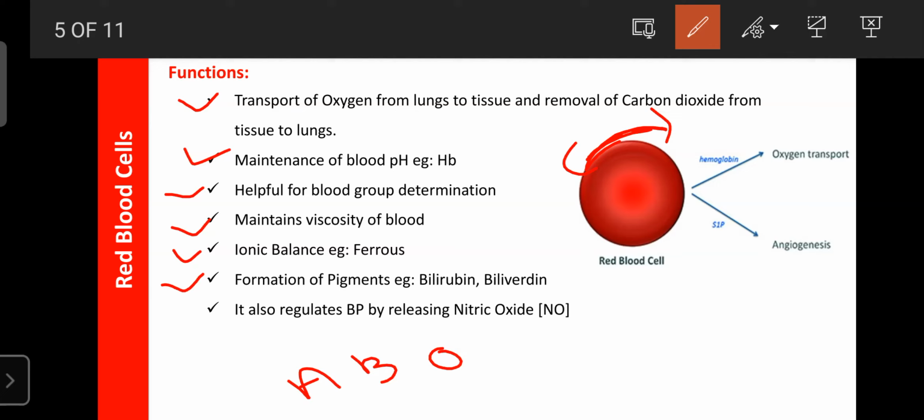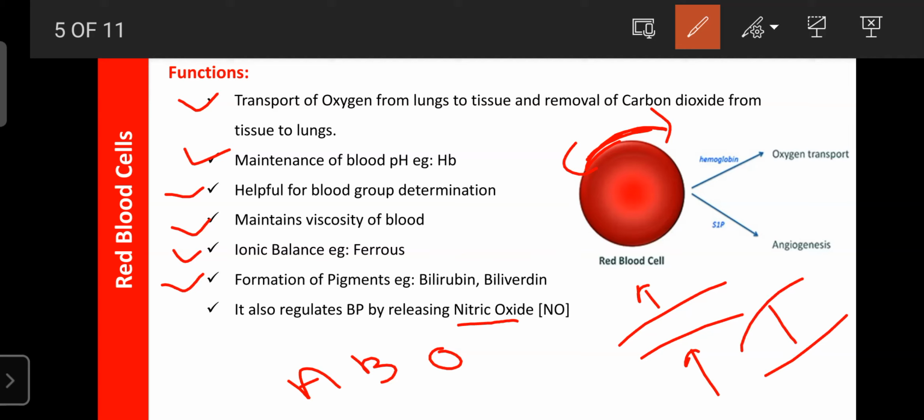Okay, last one. RBC also plays an important role in the regulation of blood pressure, because certain chemicals are released when the blood pressure increases. Those are easily stuck to the RBC. Then the RBC can release a protective chemical substance known as nitric oxide. This nitric oxide acts on the blood vessels and can dilate them. That means it can increase the size of the blood vessels. Due to that, the blood pressure decreases.